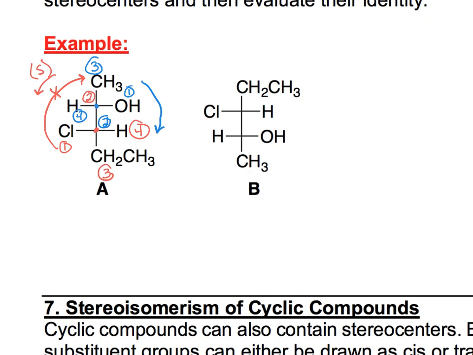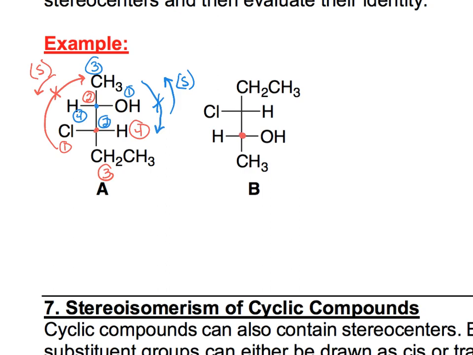But remember, we have to look: is our lowest priority group horizontal? It is, right? Here it is. So therefore, we have to reverse whatever direction we were going. So it's not that. It's actually going to be going in this direction, which is S. So in this case, both stereocenters, the blue and the red, are S. So it's SS. So let's now do the same thing for B.